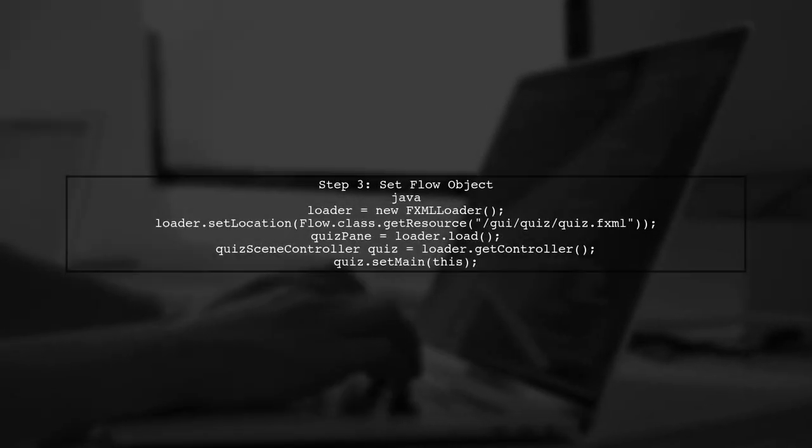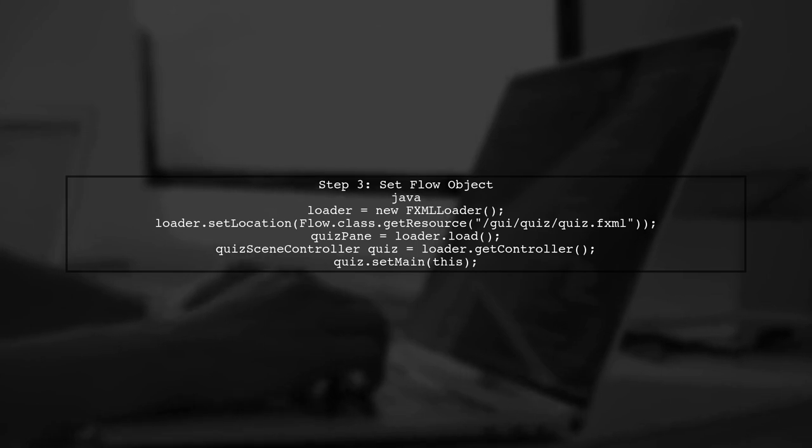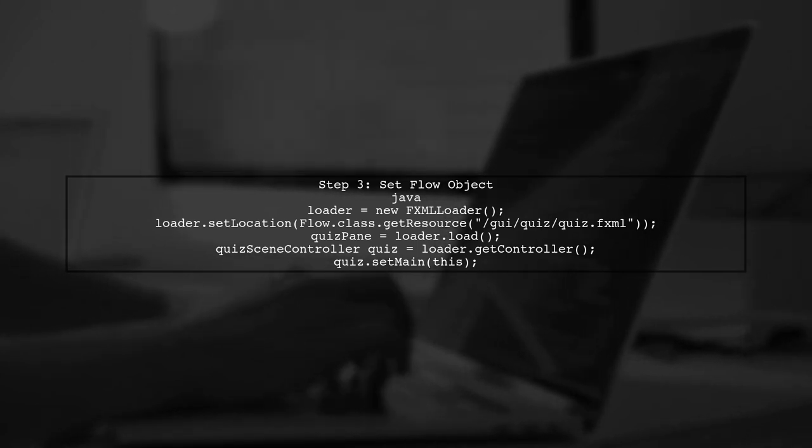To avoid the null reference issue, make sure that the flow object is set before the initialize method is called. This can be done in your main class where you load the FXML.